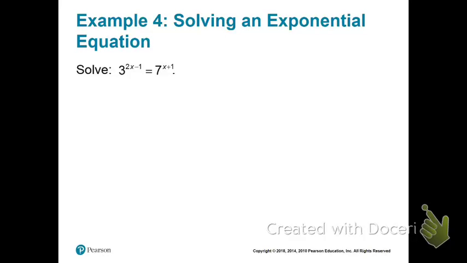All right, example 4. We're going to solve 3 raised to the 2x minus 1 equals 7 raised to the x plus 1. Can I get like bases? No, 3 and 7 don't go to like base, do they? So, what is the other way we know to get an x out of the exponent?